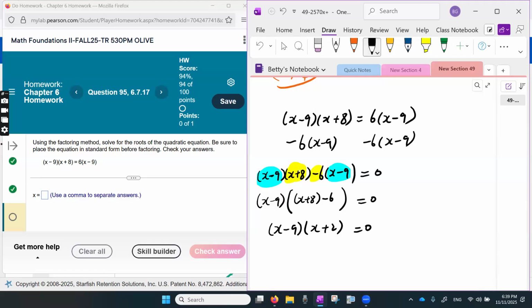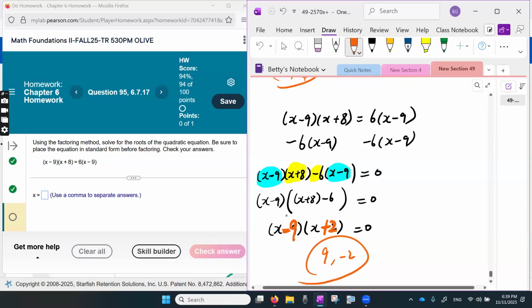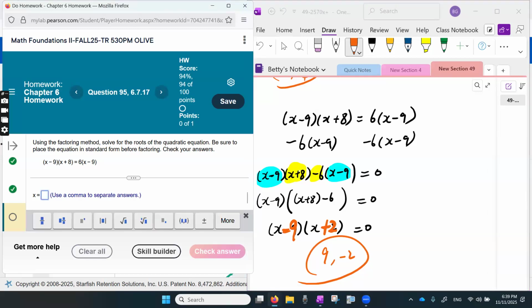All right. I can rewrite this in red: -9, plus 2. And their opposites are 9 and -2. So the two solutions are 9 and -2.